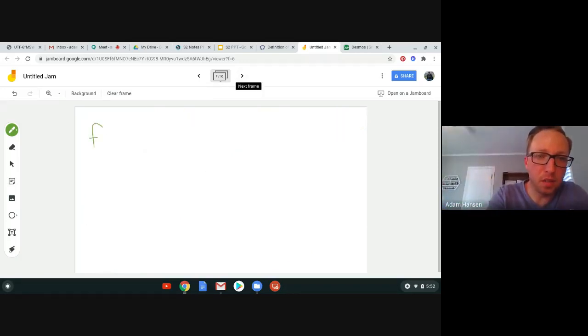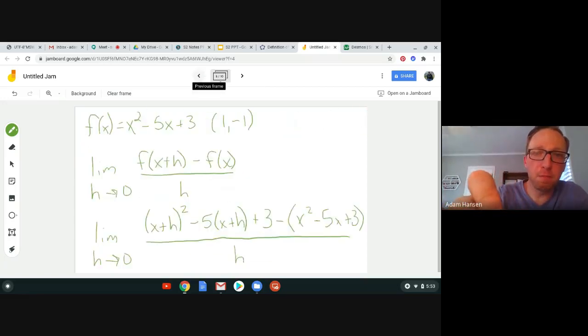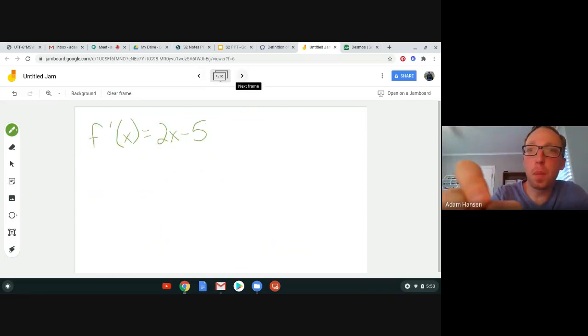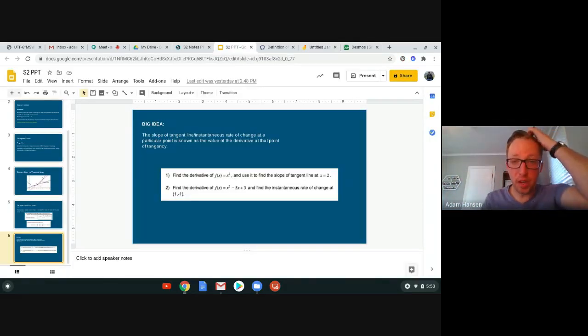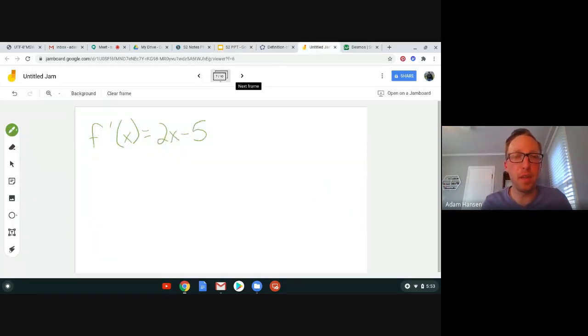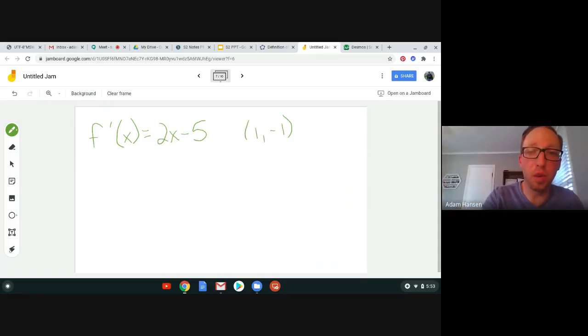F prime of x equals 2x minus 5. So if I want to find the slope of the graph of f of x equals x squared minus 5x plus 3 at any point I want, I can plug in that point to the derivative. F prime of x equals 2x minus 5. The point we want is 1 comma negative 1. So substitute in 1 for x.